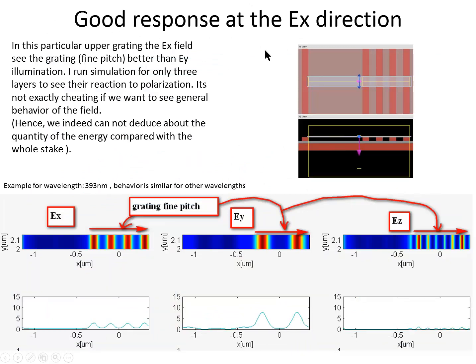So this summarizes it. In this particular upper grating, the EX field sees the grating fine pitch better than EY illumination. I ran the simulation for only 3 layers to see their reaction to polarization. It is not exactly cheating if we want to see the general behavior of the field. Hence, we indeed cannot deduce the quantity of the energy compared with the whole stack.